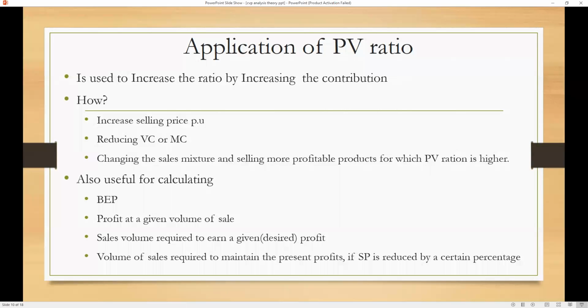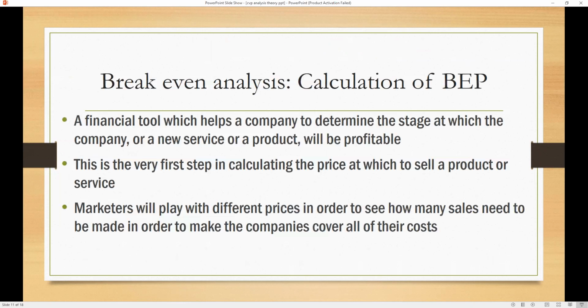So we also use PV ratio for calculation of break-even point. We use it for calculating the profit at a given volume of sales, the sales volume required to earn a desired profit, or the volume of sales required to maintain the present profit if selling price is reduced by a certain percentage. So these are the different situations where we use PV ratio to calculate whatever desired things we want.